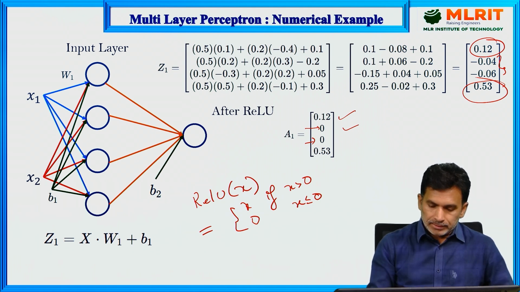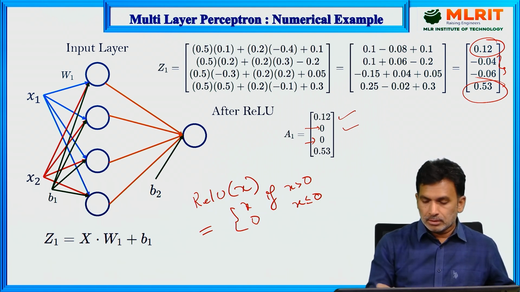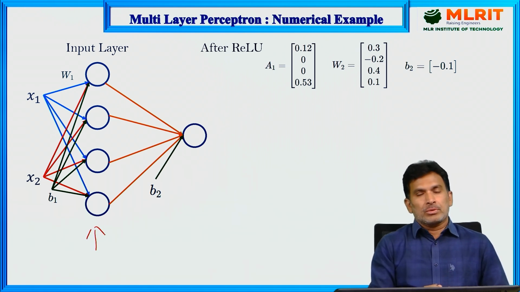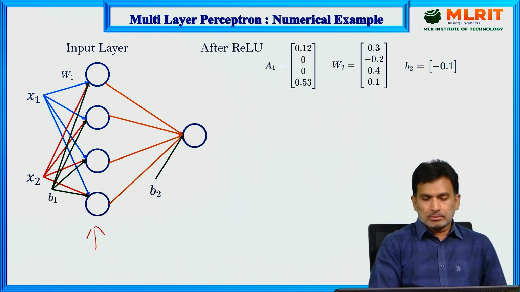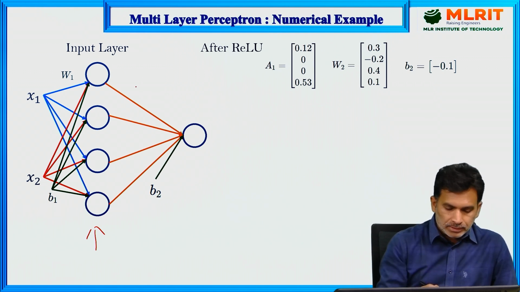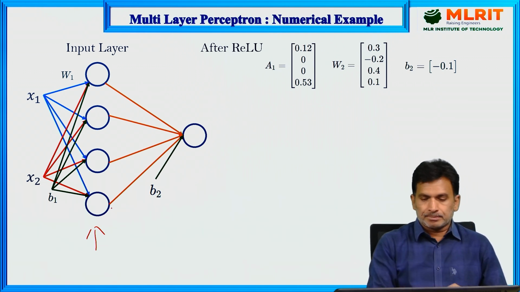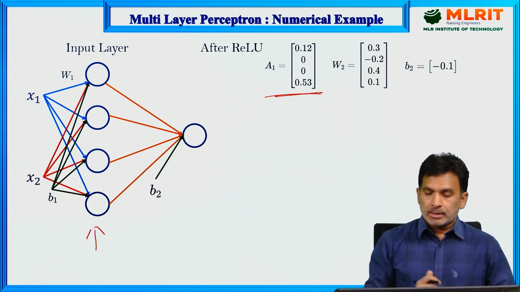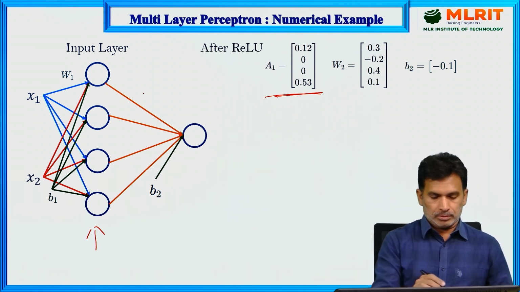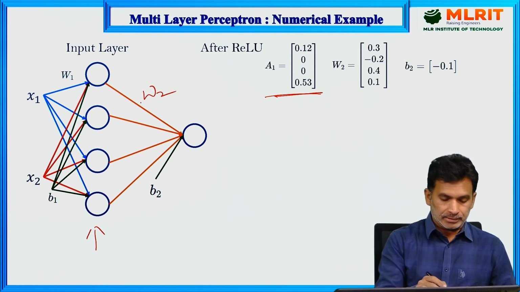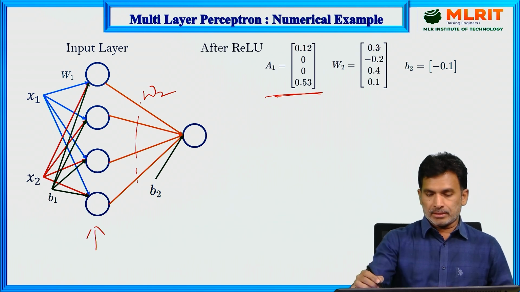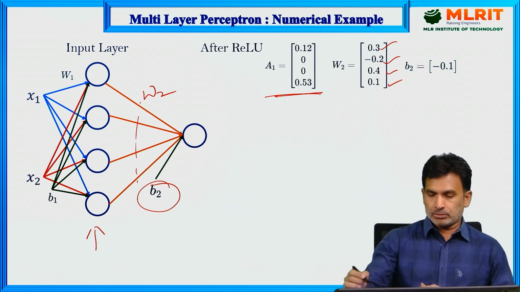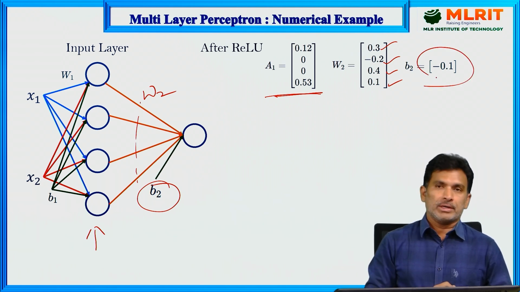So what needs to be done next? Up to this part is over. Now we have to transform the data to the output layer. This is the output produced by the ReLU, and then we take W2, the weights assigned to all these four values, and also we need to take the bias b2, which is initialized to minus 0.1, let us say.